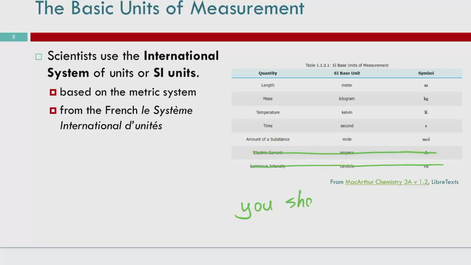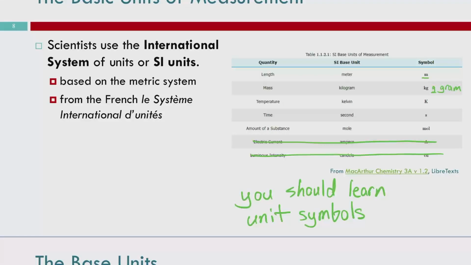But you should learn unit symbols, because maybe not all of you are familiar with unit symbols. So things like meters is m, gram is g, Kelvin is K, seconds is s, moles, which we'll get to in a few chapters, is mol. We're going to primarily be using the shorthand. If you get confused at any point, feel free to just raise a hand and ask.